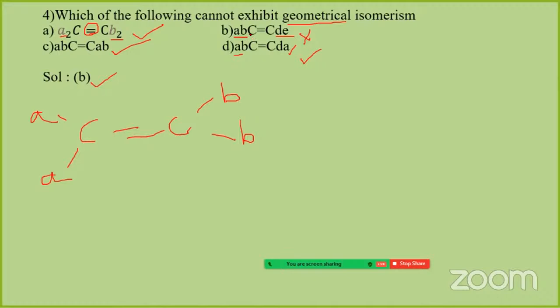See here, C double bond C. On the first carbon, we are having A group and B group. On the second carbon, we are having B group and E group. So totally all 4 groups are different. Because all 4 groups are different, we cannot show the geometrical isomerism in this compound. Hence, the answer is B.